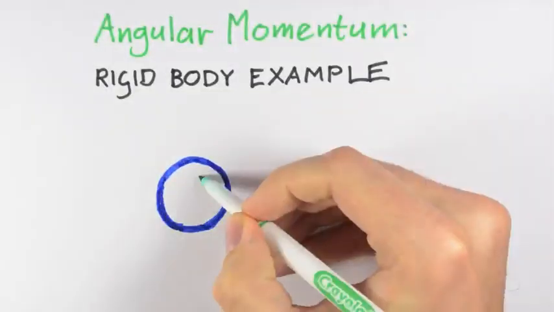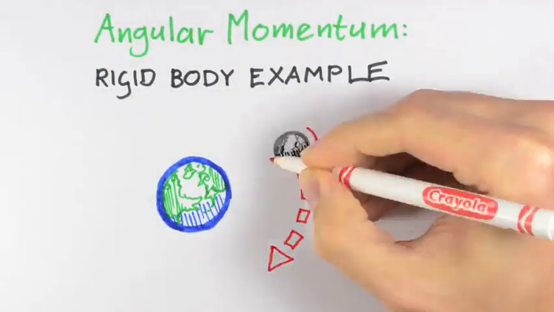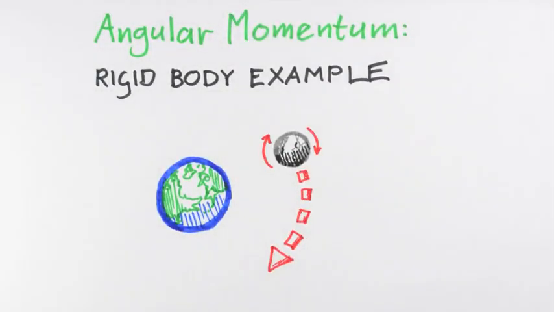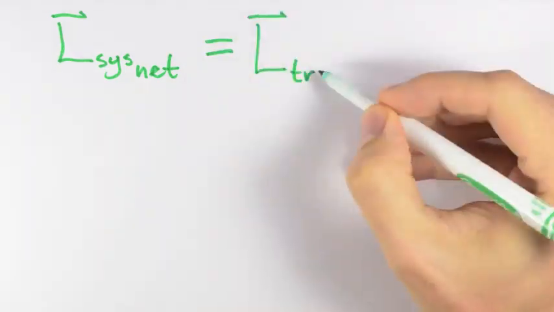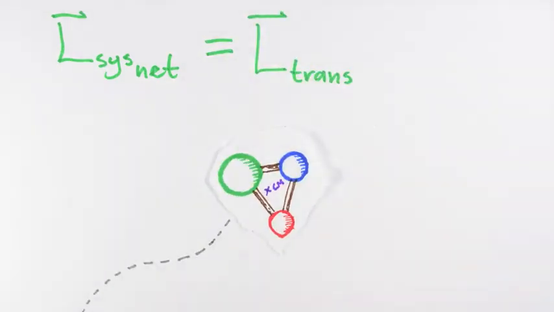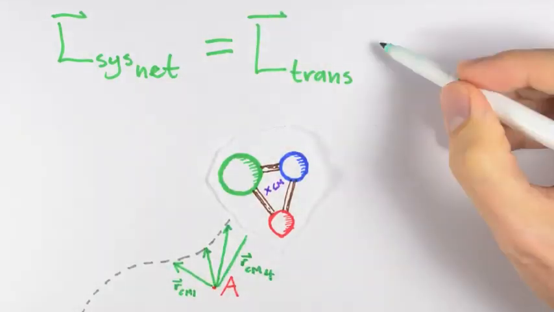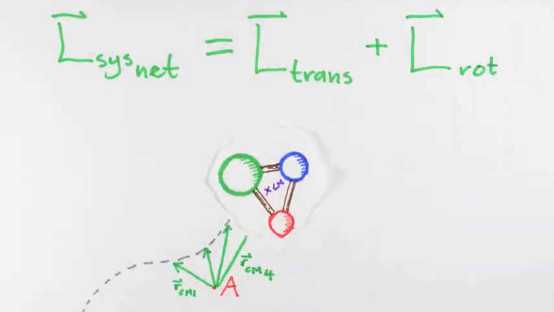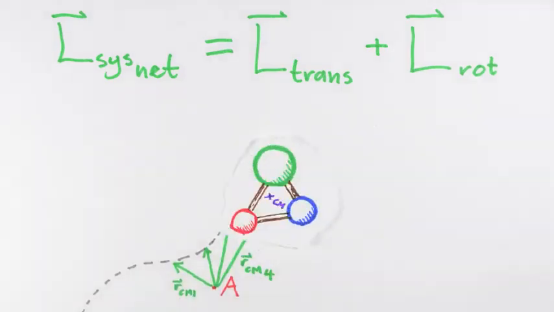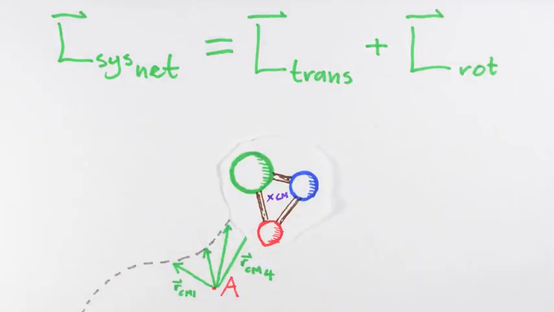Today we'll continue our discussion of angular momentum and multiparticle systems with an example. Recall from last time that we can always think of the total angular momentum of a system of many particles as a sum of the system's translational angular momentum associated with the motion of the system's center of mass and its rotational angular momentum associated with the system's motion around its center of mass.